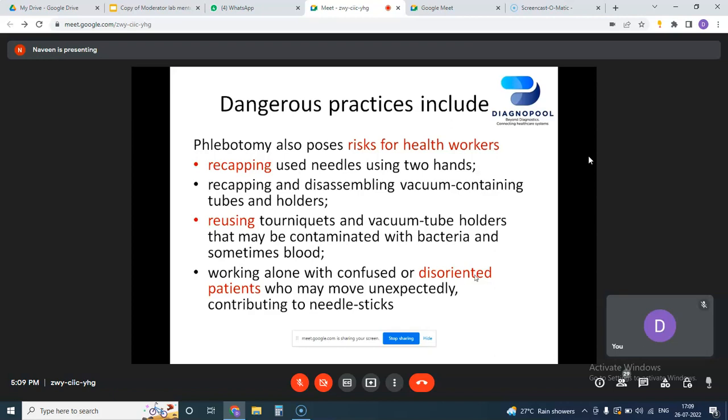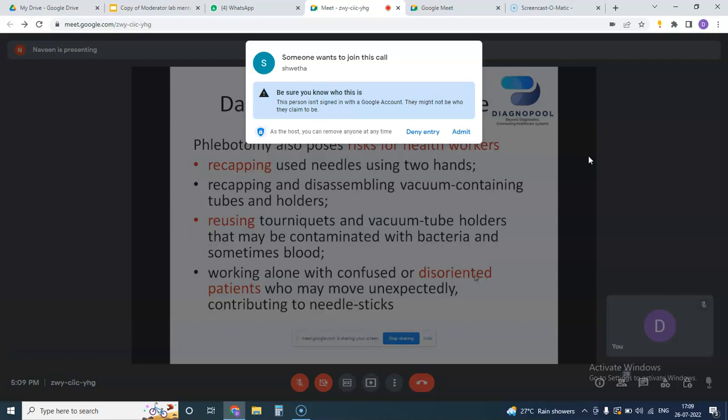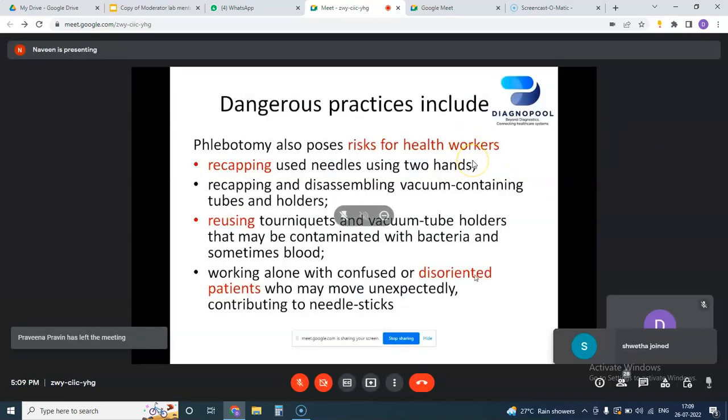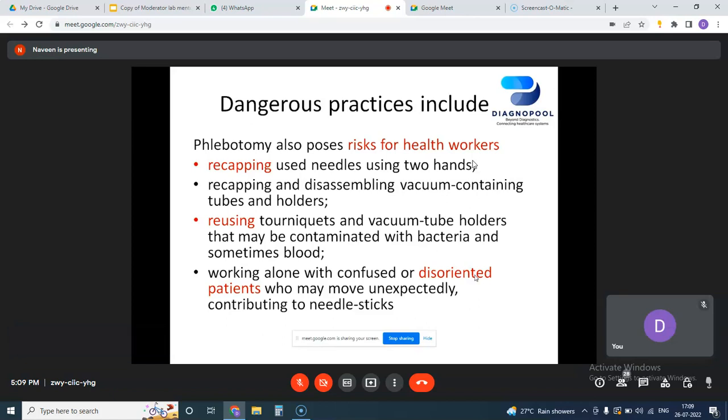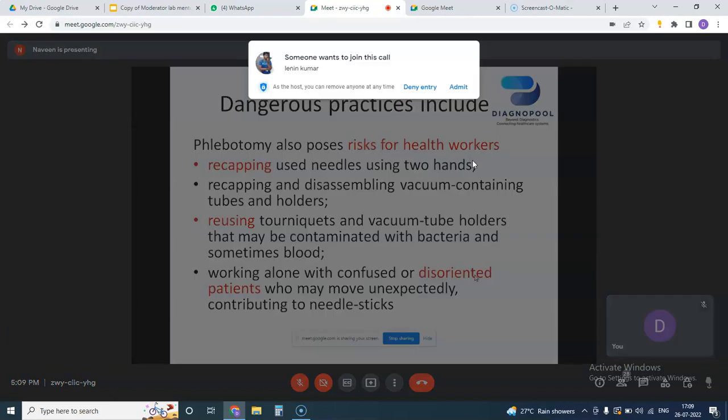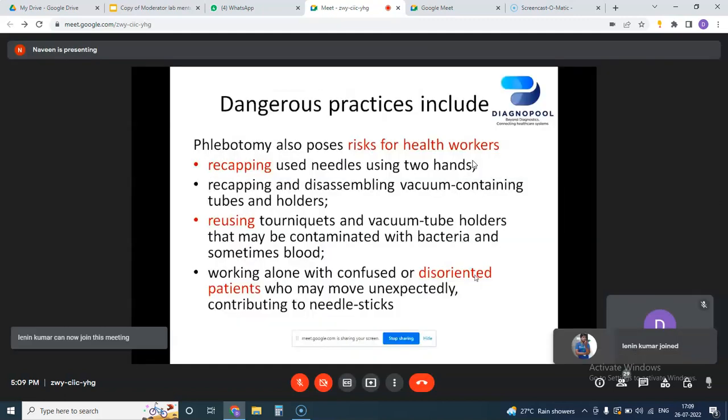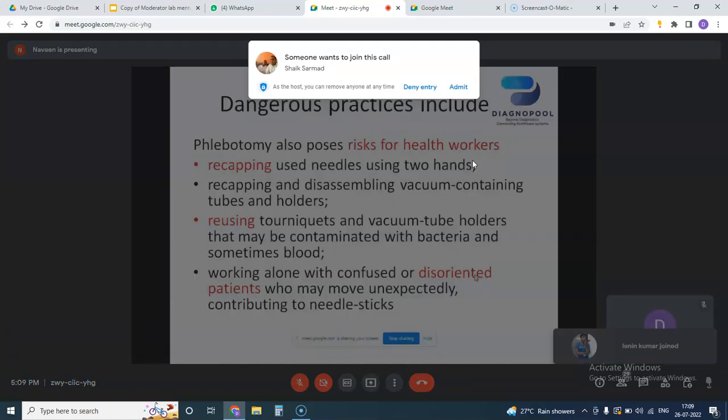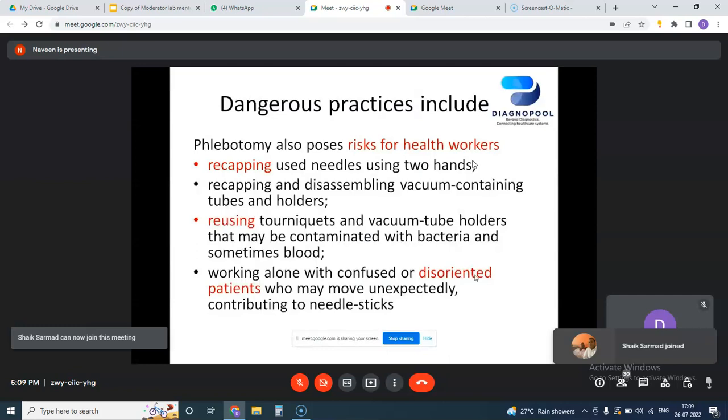There are a few practices which are called dangerous practices that are usually practiced in the phlebotomy unit, like recapping of the needle using two hands. When you try to recap the needle using two hands, there is more chance of the needle pricking the fingers. So that should be avoided. What can be done is the one hand scoop method. In the one hand scoop method, the cap is placed on the table. With only one hand, you introduce the needle which is attached to the syringe into the cap, lift up the cap, and then close it. So that is called the one hand scoop method.